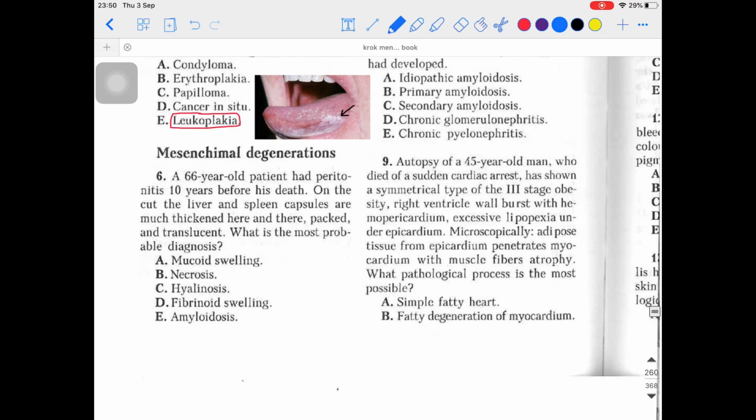The sixth question is: a 66-year-old patient had peritonitis 10 years before his death. On cut, the liver and spleen capsules are much thickened here and there, packed and translucent. Translucent is very important over here. Remember, peritonitis was 10 years before his death in his history, and on autopsy when you cut the liver and spleen, you found that the capsule is very thick, and here and there they are packed and translucent.